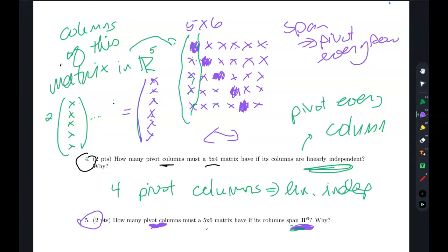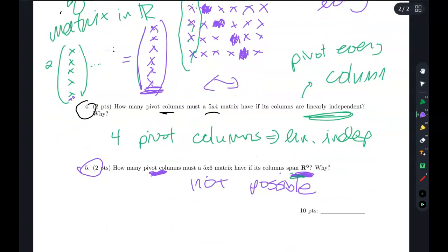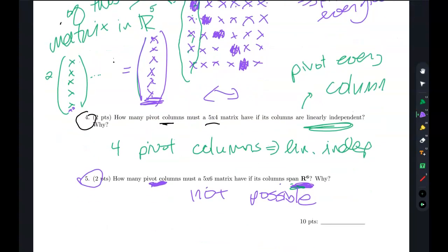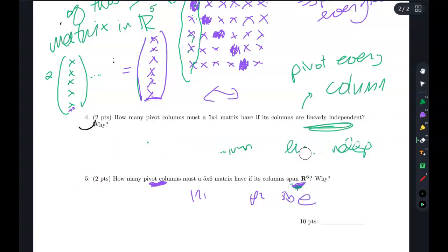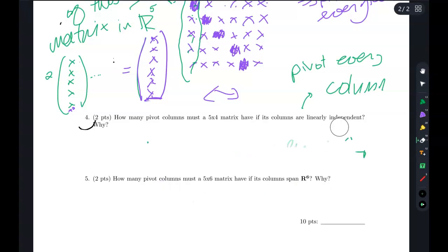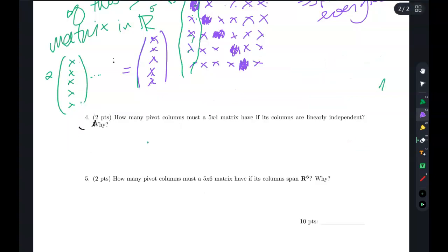Right, 1, 2, 3, 4, 5, 6. I can't use something with 5 entries to get to elements with 6 entries. So the answer to this is not possible, right? It is not possible. Okay, so I wanted to add on one other idea about when a row of zeros means infinitely many solutions and when it doesn't. So let's talk about that.